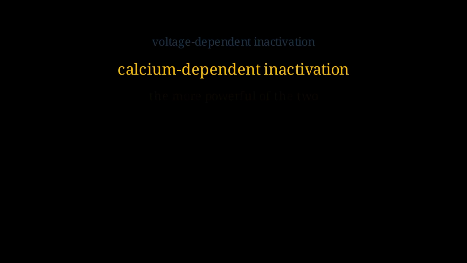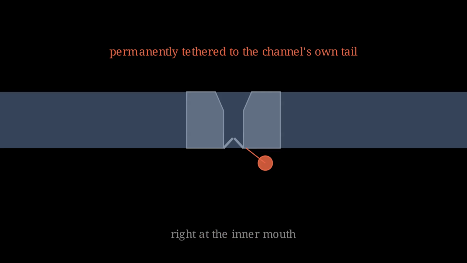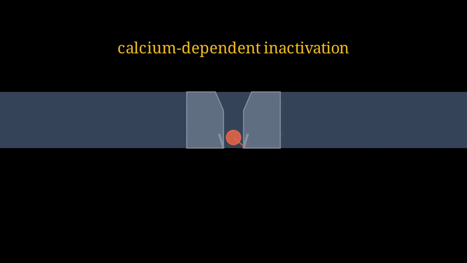Now let's look at calcium-dependent inactivation, which is surprisingly the more powerful of the two. There is a calcium-sensing protein called calmodulin, and here it is not just floating around waiting to bump into the channel, but rather it is permanently tethered to the channel's own tail, sitting right at the inner mouth of the pore. So when calcium comes through, it is the first thing it meets. Calcium binds to it, it changes shape, and it pulls the channel shut. That is called calcium-dependent inactivation.